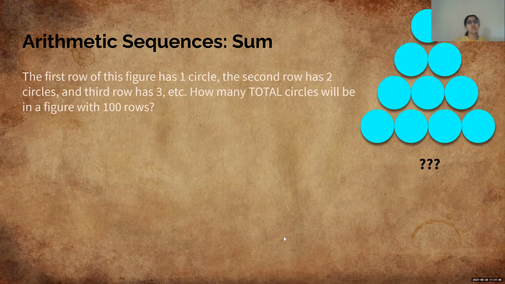Just one problem that we are going to do. The first row of this figure has 1 circle, the second row has 2 circles, the third row has 3, et cetera. How many total circles will be in a figure with 100 rows?